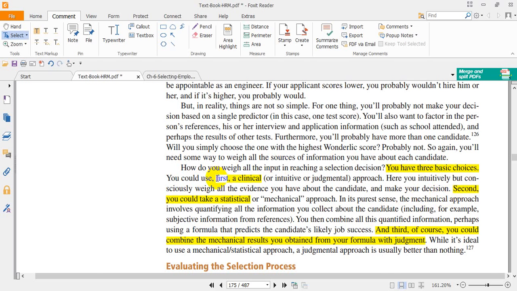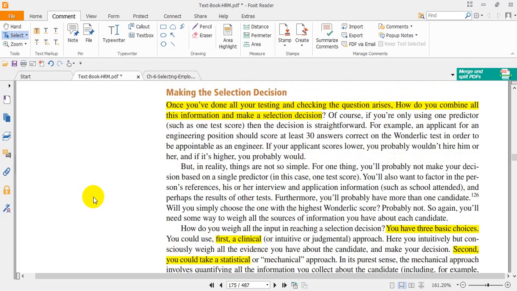you see here, the first choice is the intuitive approach. The second is the statistical or mechanical approach. The third, you could combine the mechanical result you obtained from your formula with judgment. We could combine both approaches. While it's ideal to use the mechanical statistical approach, a judgmental approach is usually better than nothing. Okay, that is making the selection decision.